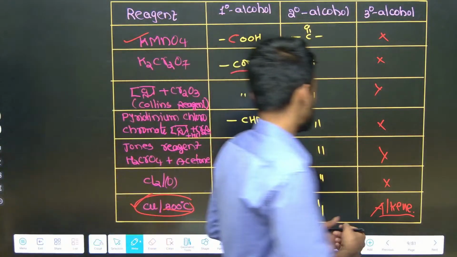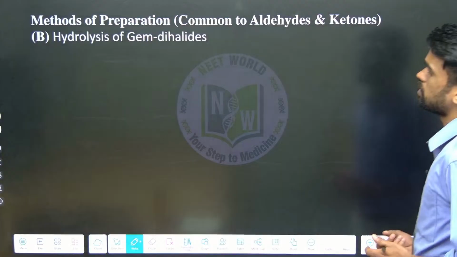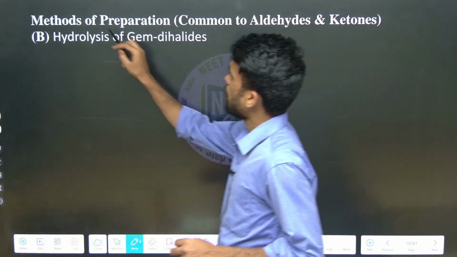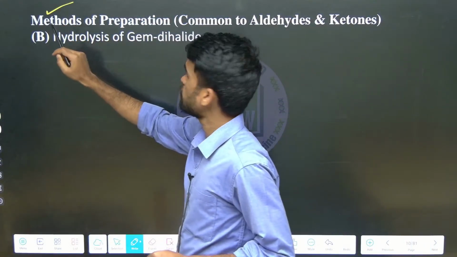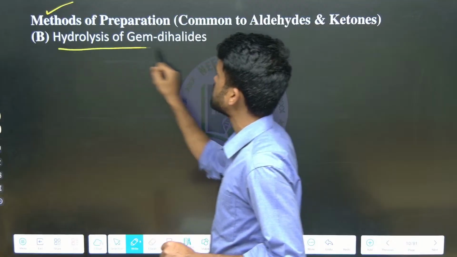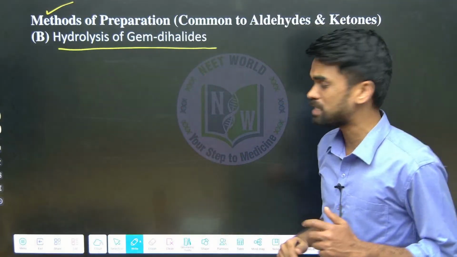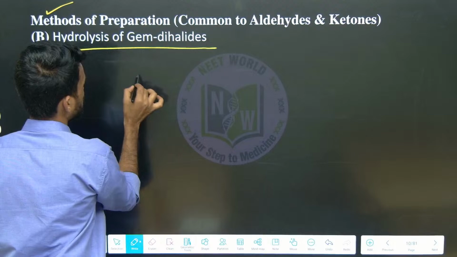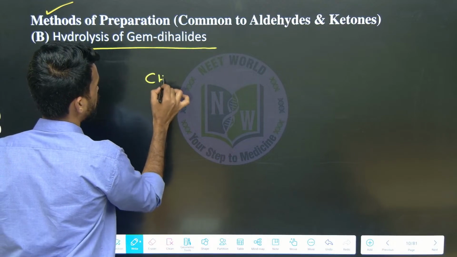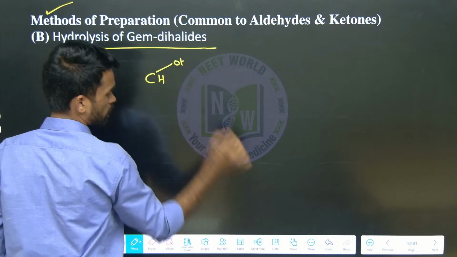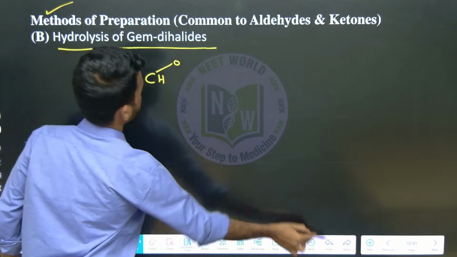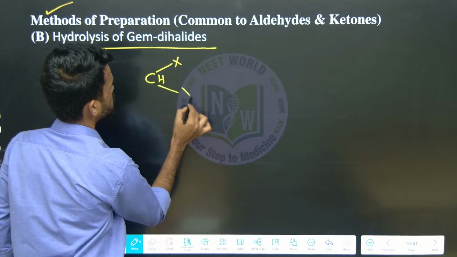Okay, right. Next, the next method of preparation is the hydrolysis of geminal dihalides. What do we mean by geminal? See, for example, here on the same carbon, on only one carbon, if I have two halides, for example, here I am writing one halide, and a second halide like this.